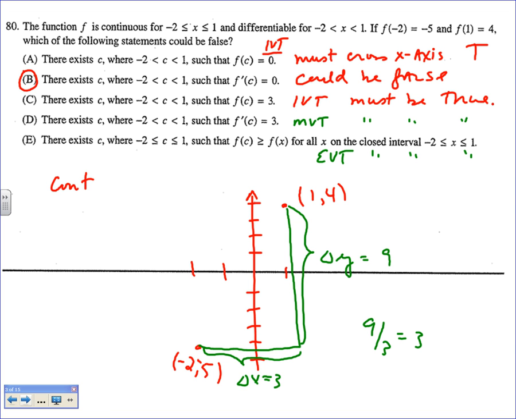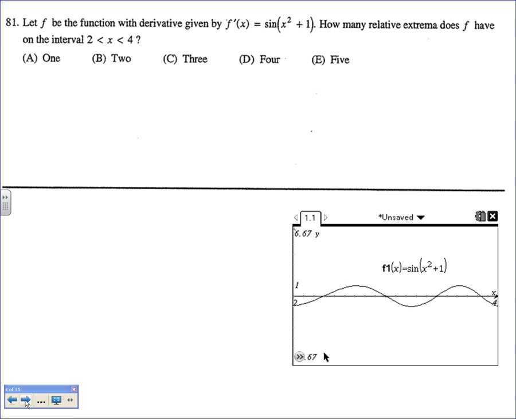A long explanation. Number 4, I cheated a little bit. I went and used the calculator ahead of time. It says let f be a function with a derivative given by, and it says how many relative extrema does f have on the interval 2 to 4. So I took my calculator and I restricted the window from 2 to 4. I went over and took the zoom window and changed the start and the stop for my window.